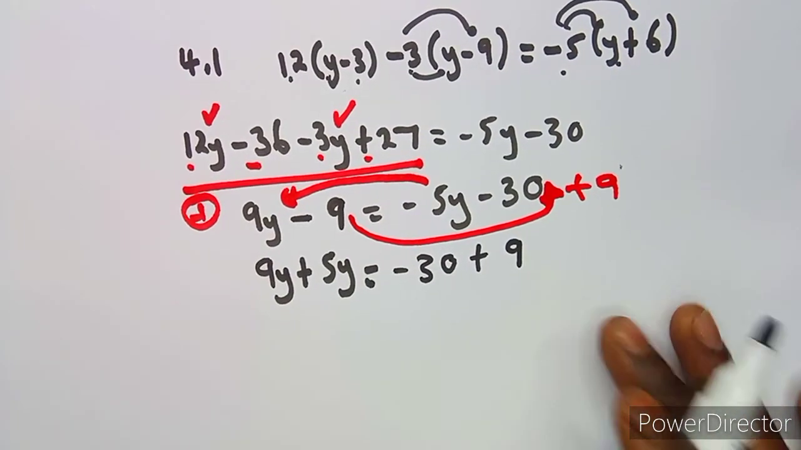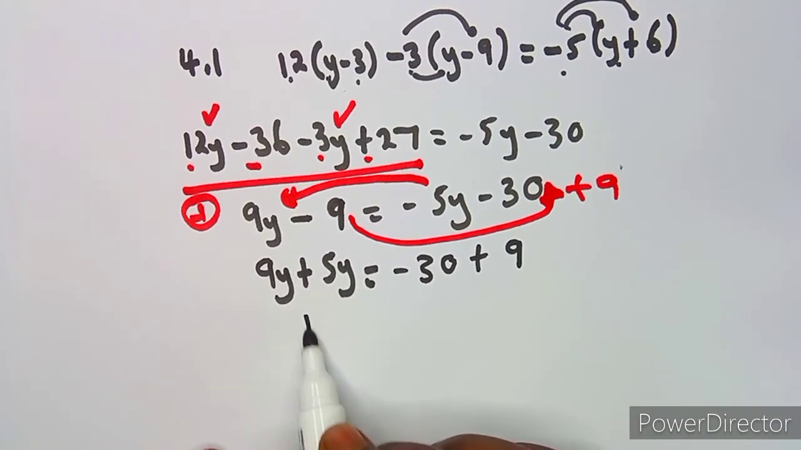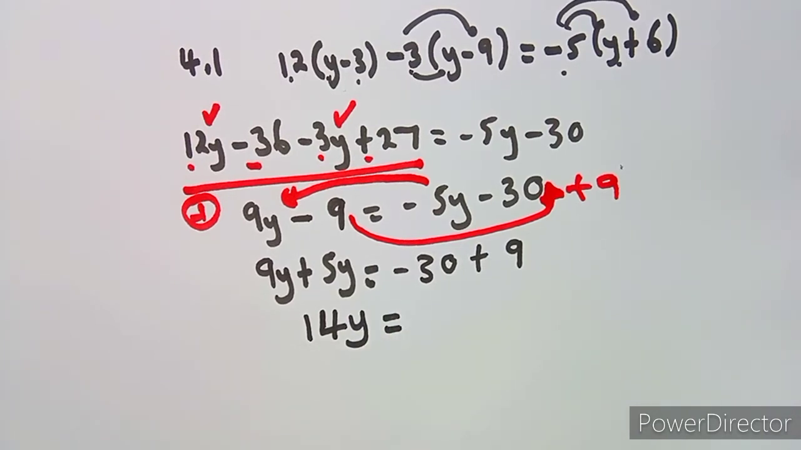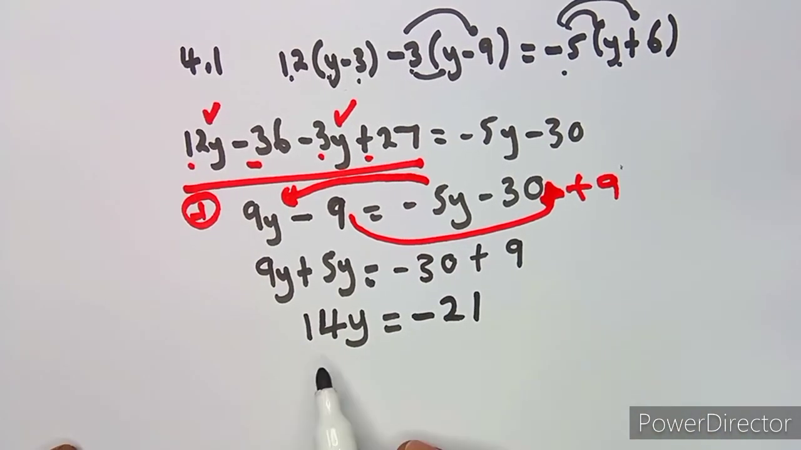All right, let's see what we're going to have if we add the two here. That's 9 plus 5, which is actually 14. So this is going to give us 14y, which is equivalent to −30 plus 9, guys, which is minus 21. And we want to calculate the value of y.